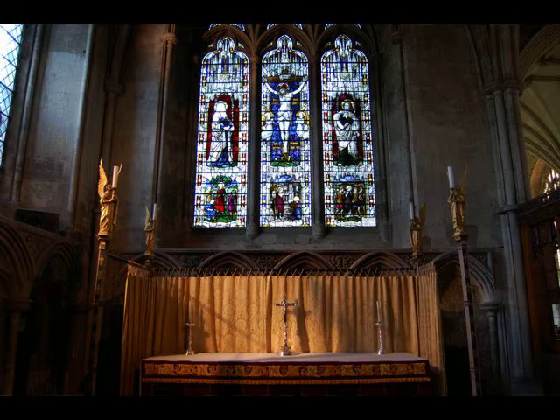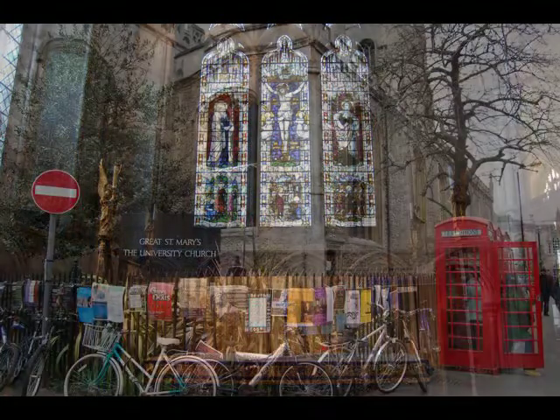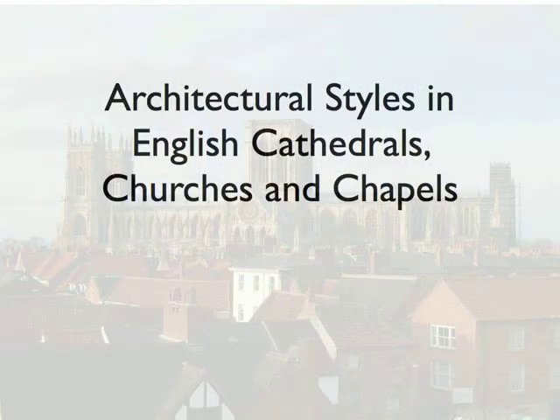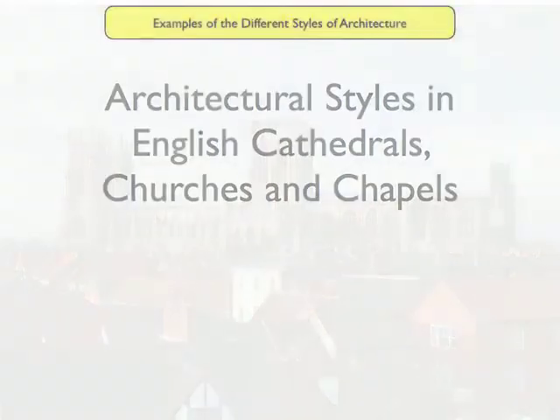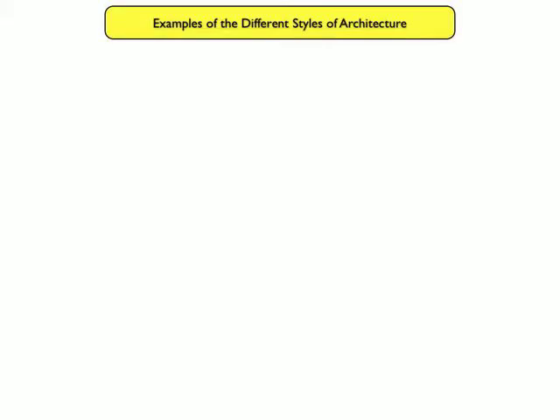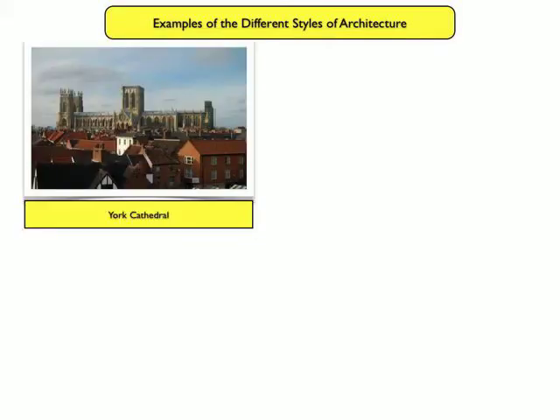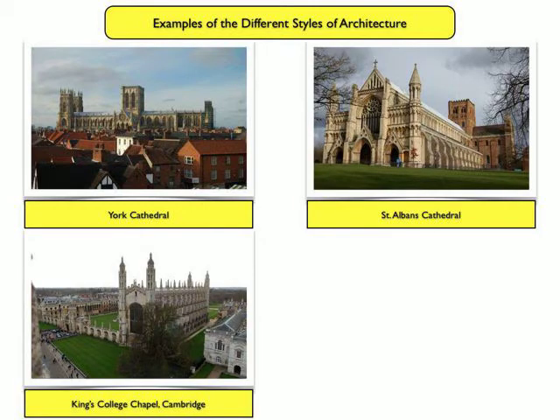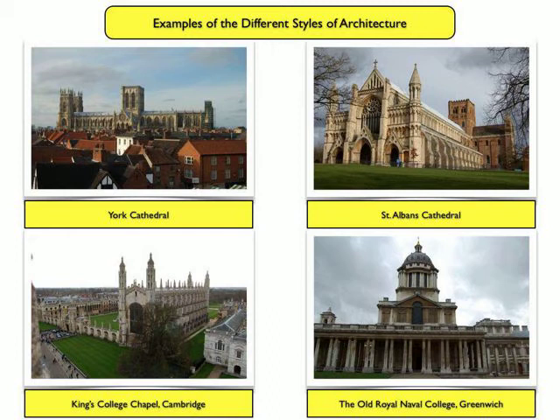Christianity has played a vital role throughout British history. In every town and village across England there is a church. In this video we will look at some architectural styles in English churches. We will look at 2 cathedrals and 2 chapels: York Cathedral, St Albans Cathedral, King's College Chapel in Cambridge, and the chapel of the Old Royal Naval College in Greenwich, London.